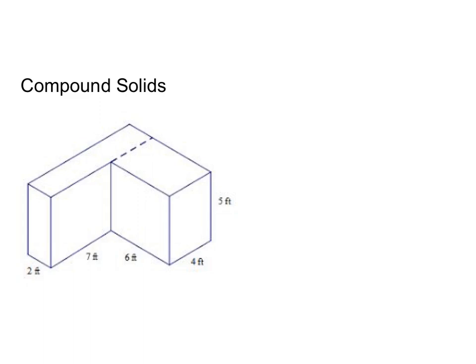So here's an example of a compound solid. This one is made up of two rectangular prisms pushed together to make this kind of boxy shape. So let's go ahead and find the volume. If you think you know what to do, go ahead and pause and do it now. So the first thing we need to do is break it up into two different shapes.